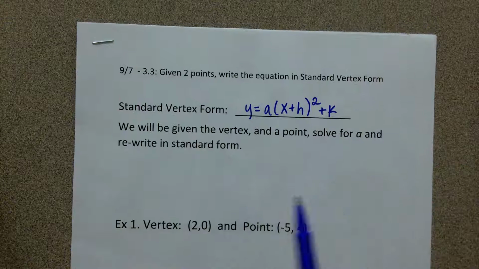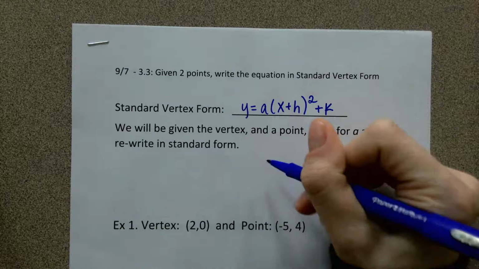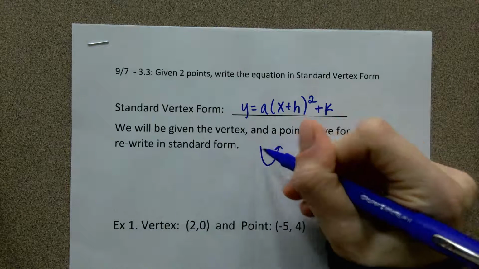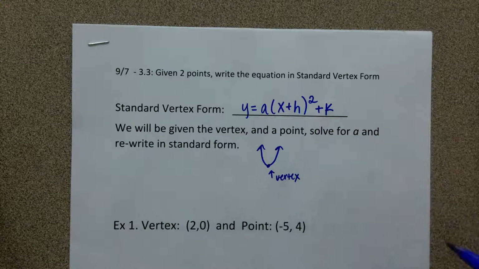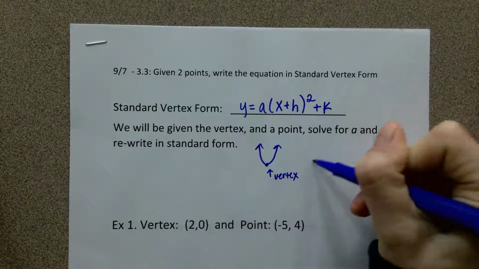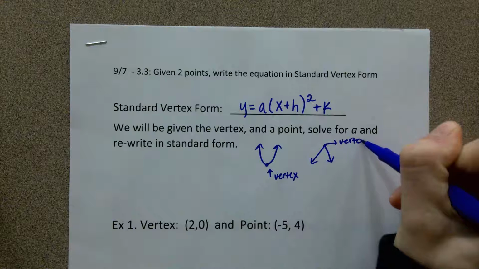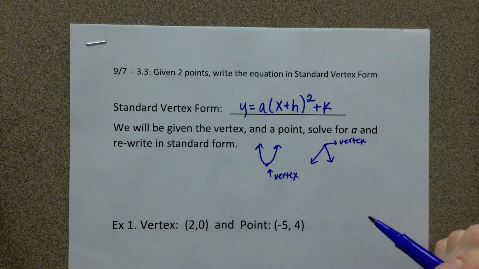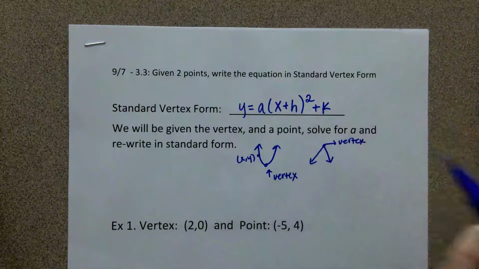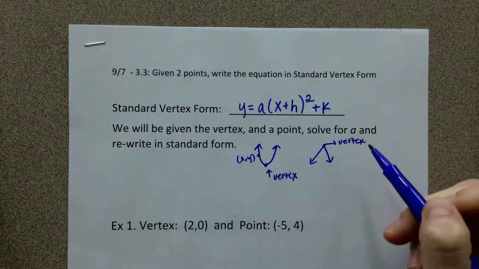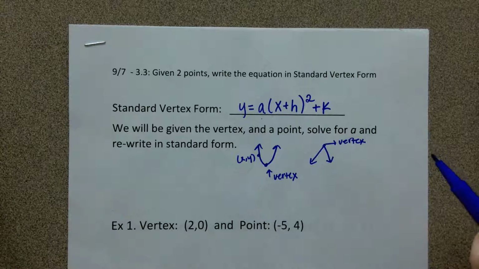So today we'll be given a vertex, okay? So our graph's vertex. Don't forget your vertex is where your graph kind of changes direction. It's that meeting point. Okay, so this is a vertex. It's where your graph changes. Okay, so we're going to be given a vertex and a point x comma y. And we're going to solve for a, which is what we won't know, and rewrite it in standard form.